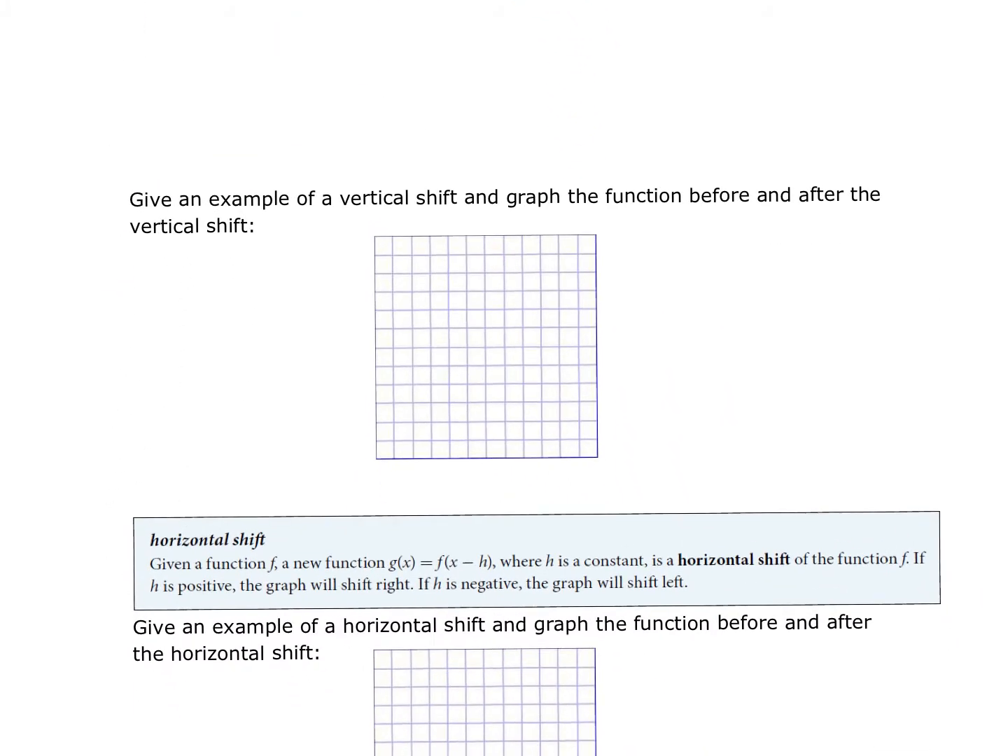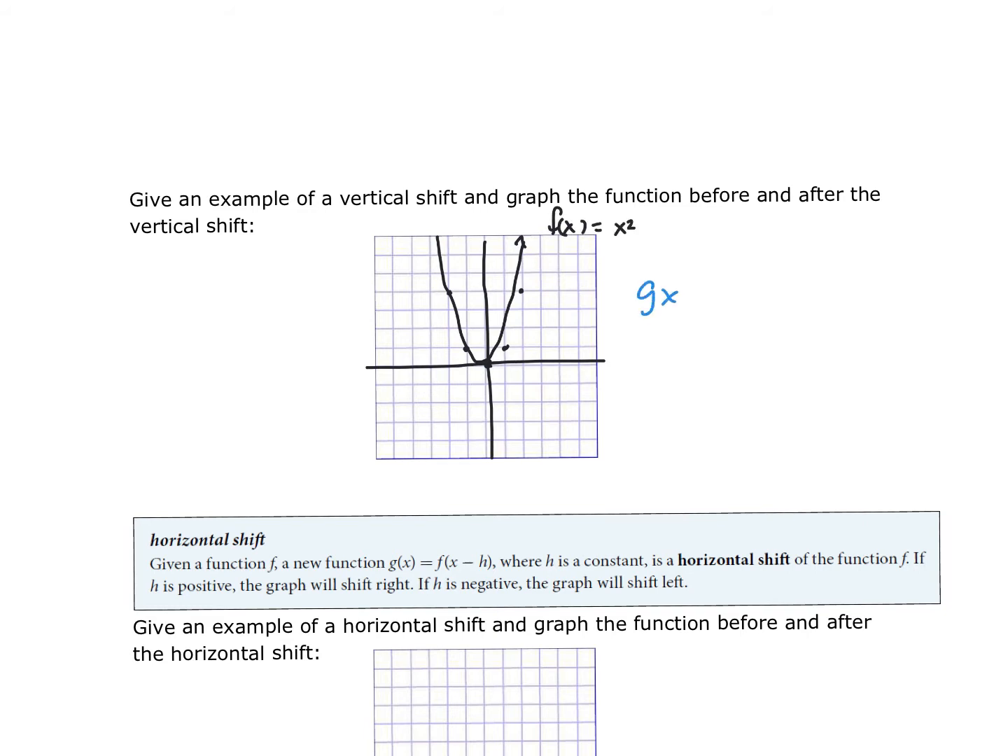So let's give an example of a vertical shift and graph the function before and after the vertical shift. Let's go ahead and just draw the parent function of x squared. Now we know the x squared will go through 0, 0. We have 1, 1, negative 1, 1. We have 2, 4. We have negative 2, 4. And you're thinking, isn't this an even function? The answer is yes. So here's my parent function, poorly drawn, by the way. f of x is equal to x squared.